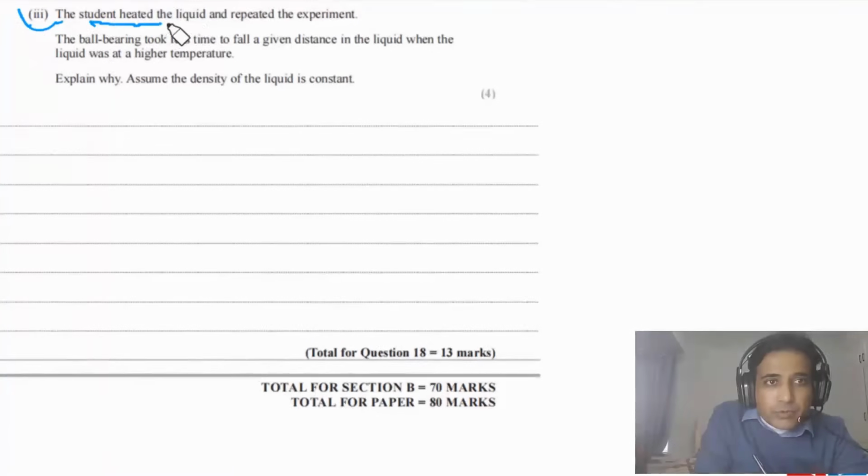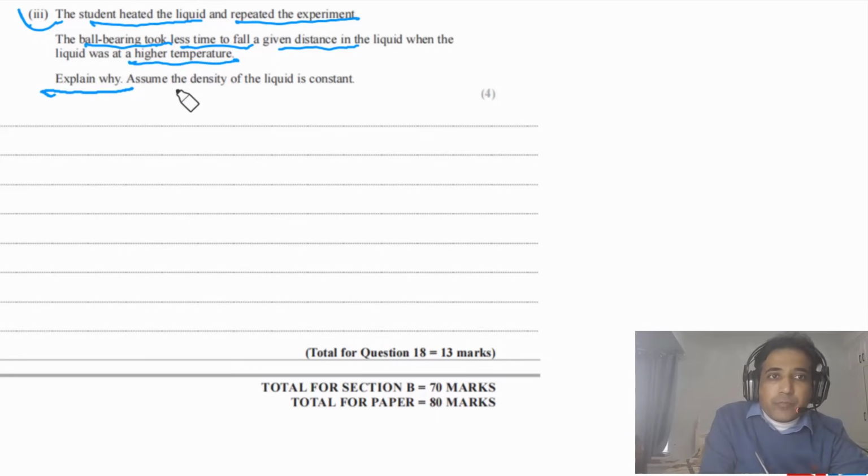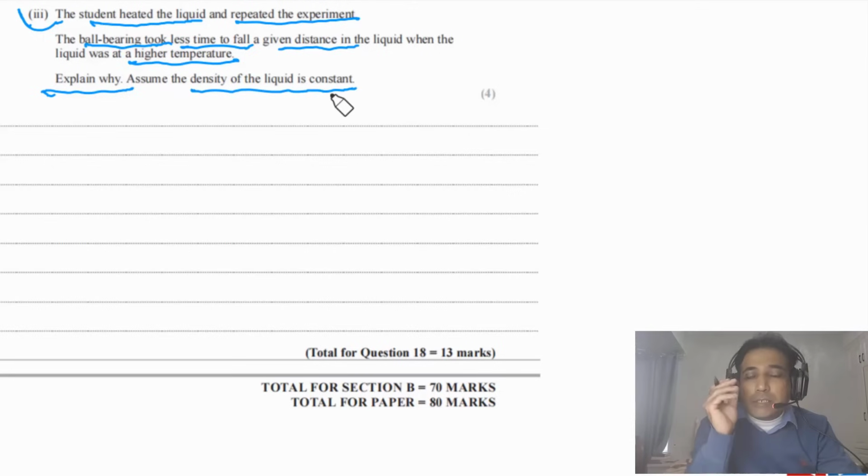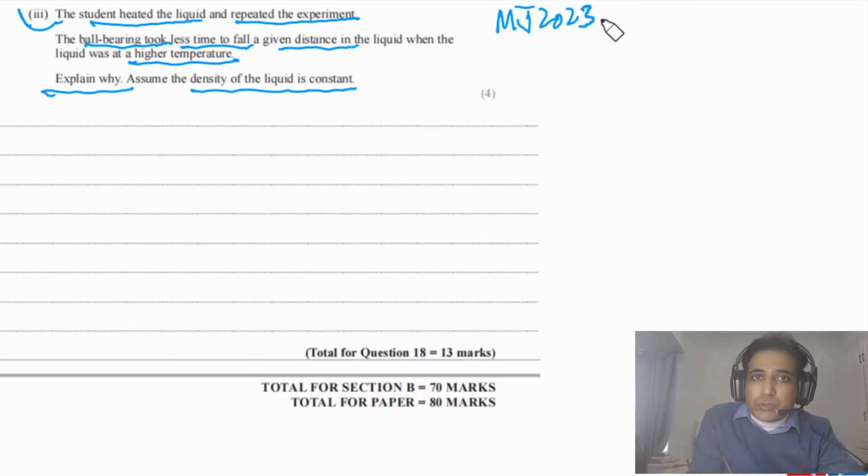The third part says the student heated the liquid and repeated the experiment. The ball bearing took less time to fall a given distance in the liquid when the liquid was at a higher temperature. Explain why. Assume the density of the liquid is constant. A similar question based on the same concept you can also find in May-June 2023 Section 1 Paper 1.